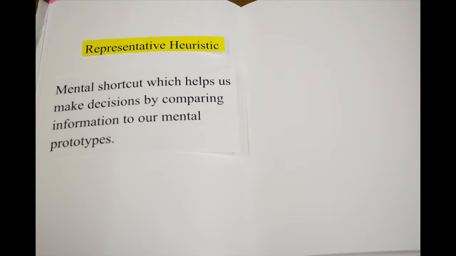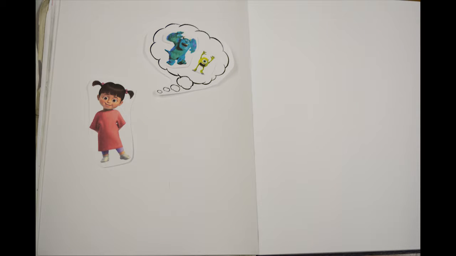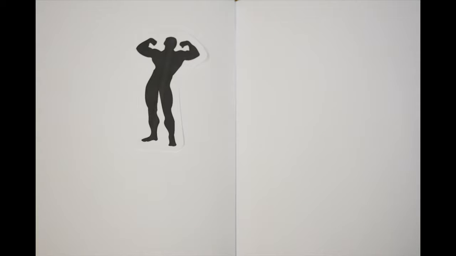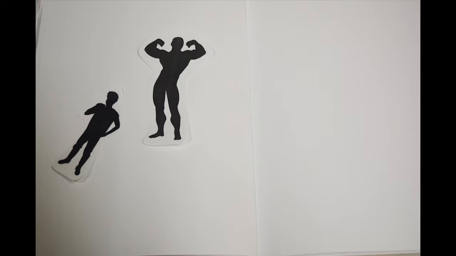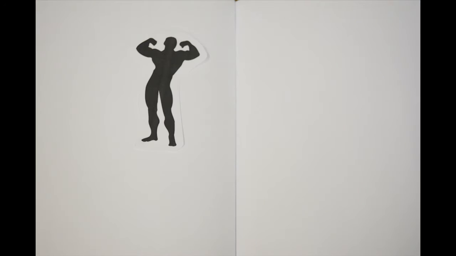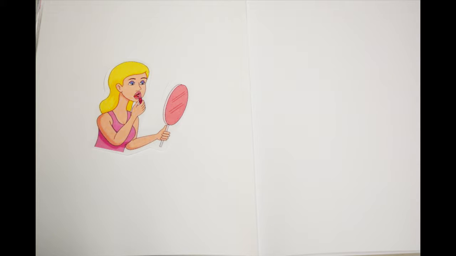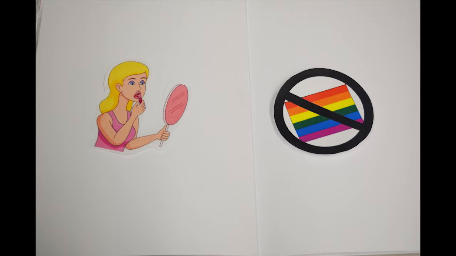Representative heuristic is a mental shortcut which helps us make decisions by comparing information to our mental prototypes. Meet Joe and his buddy Jim. Which person do you think belongs to a wrestling league? Most of us would likely guess Joe because he fits our mental prototype of a wrestler. Unfortunately, many examples of representative heuristics involve some succumbing to stereotypes. We might assume that all girls are only concerned about physical appearances or that all religious people are homophobic.